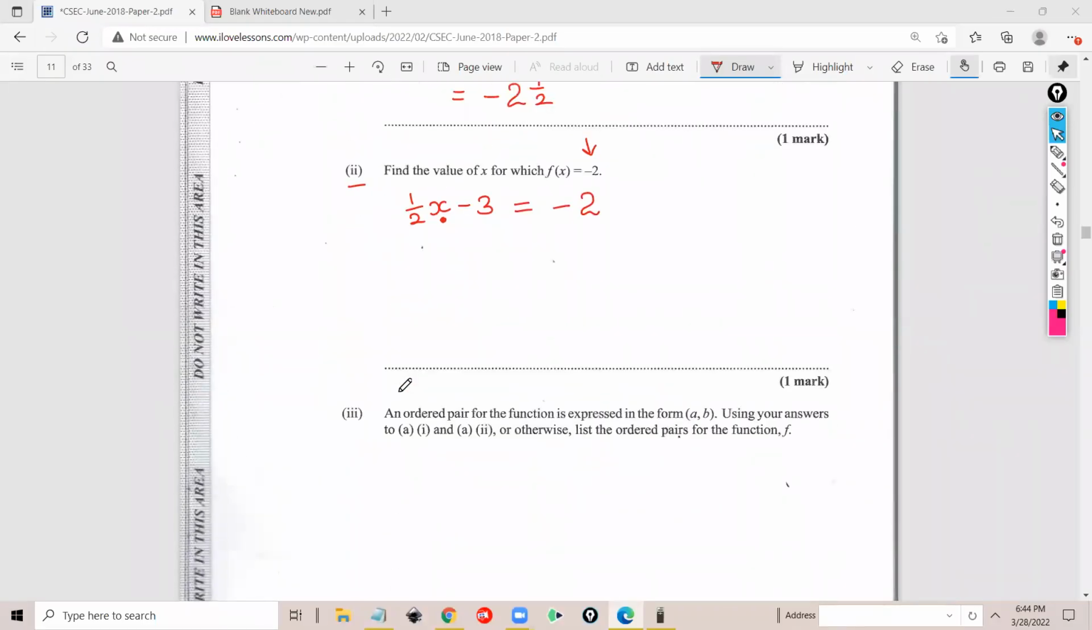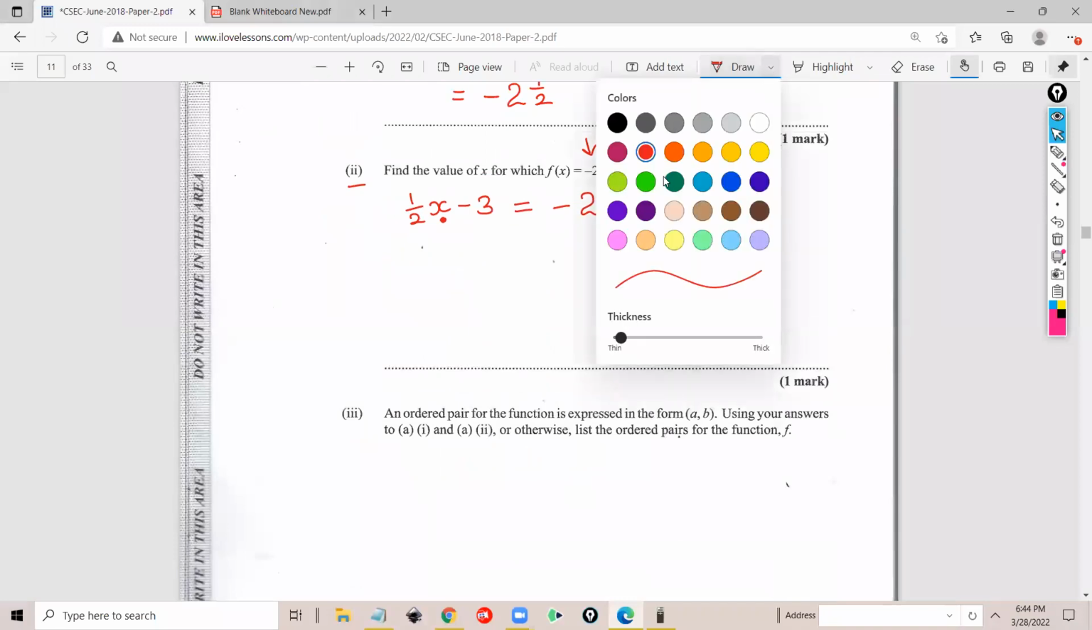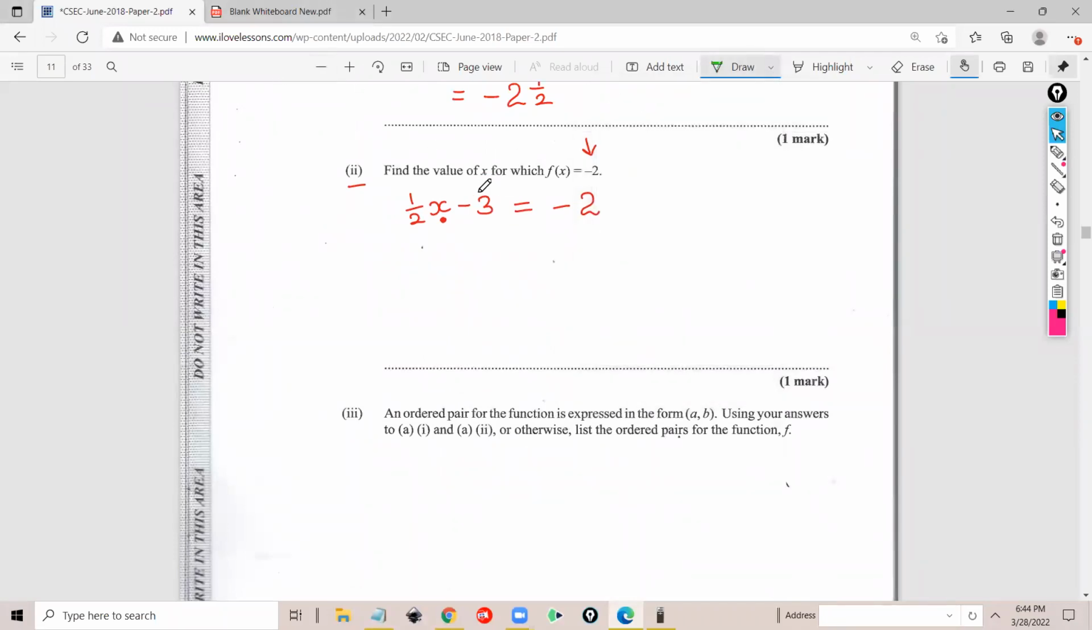So we want to solve for x. That means we want to get x on one side, everyone else on the other side. So we take the minus 3 and put it across. Minus 3 becomes positive 3. So now we have a half x is equal to minus 2 plus 3. Well, that's 1.